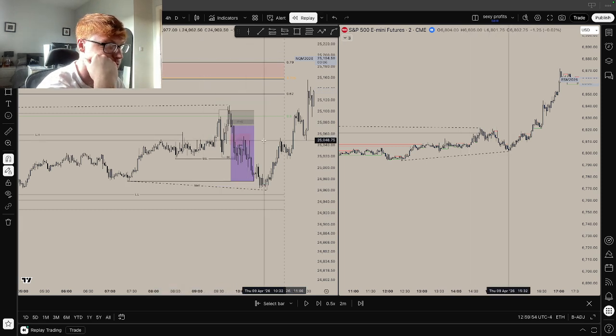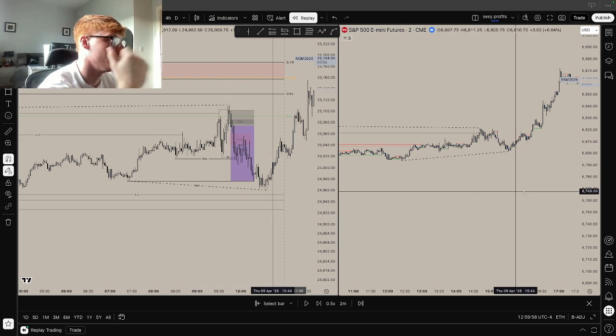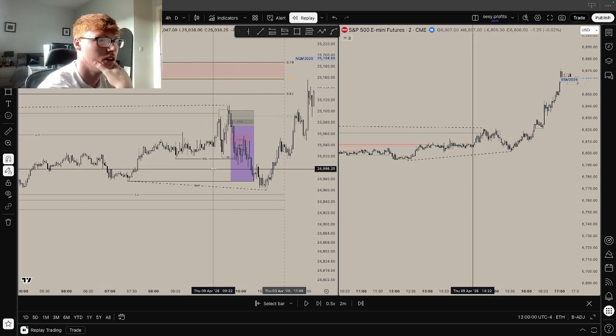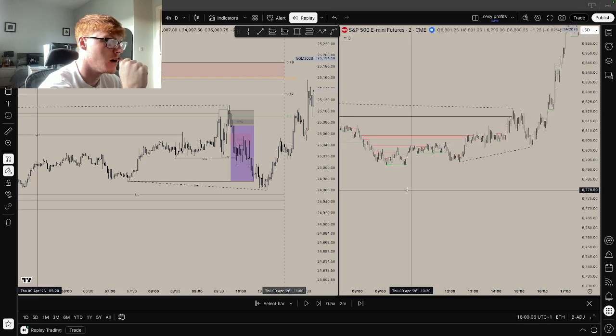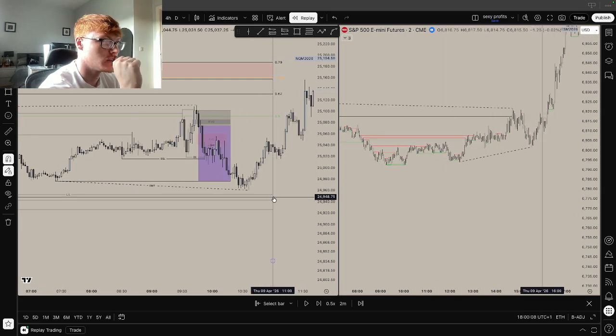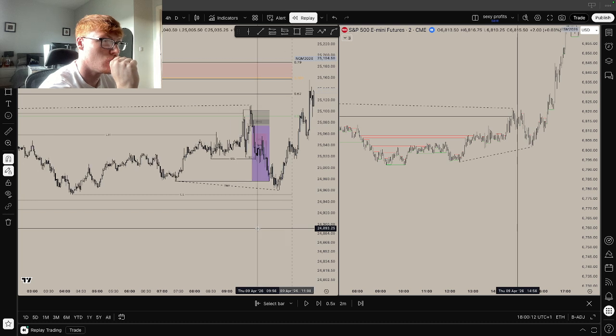I've gone over it like 5 million times already. Accumulation, manipulation. We reswept the high, very, very clear. Just inversion model. It's not a mech model because obviously it's not targeting any unfilled gaps, but a very, very nice discretionary short. And yeah, that's it.